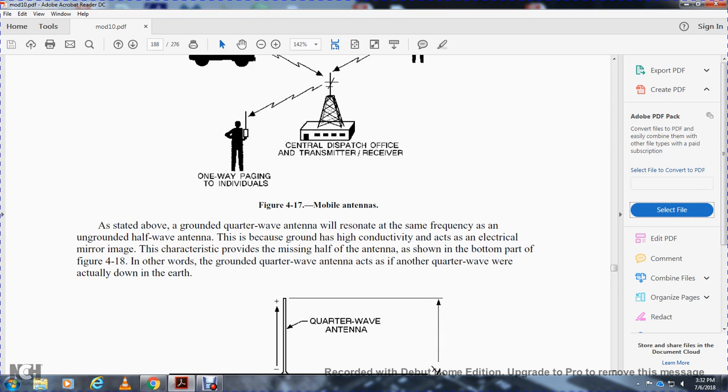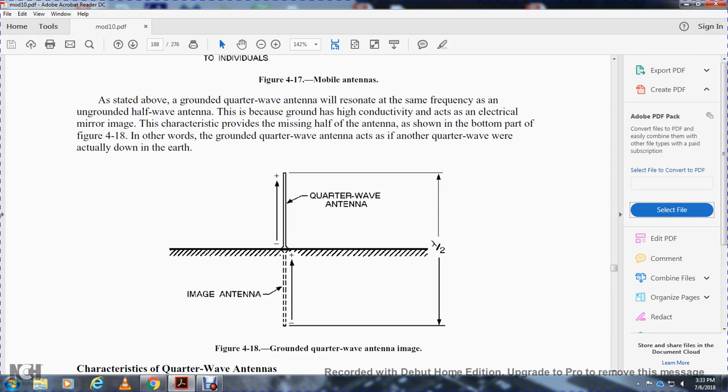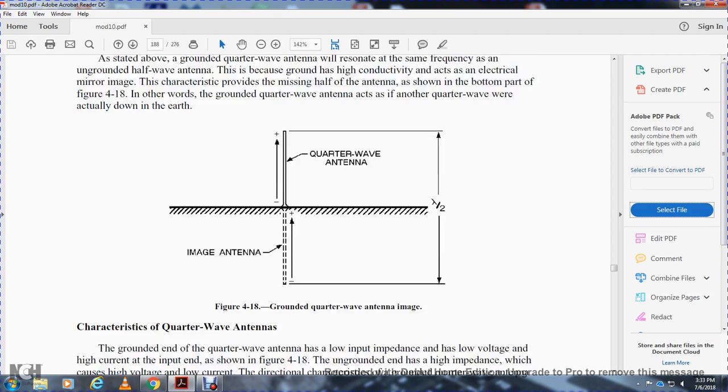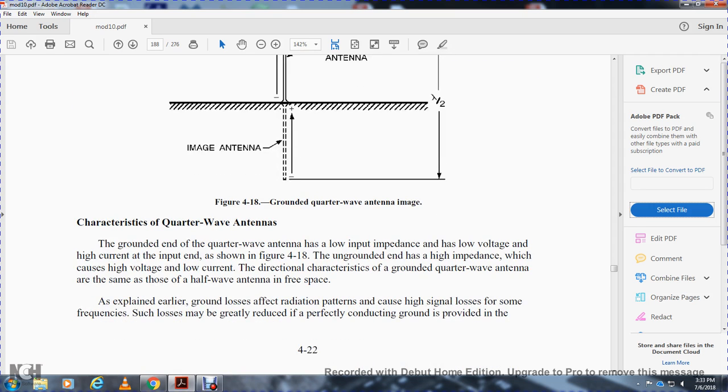As stated above, the grounded quarter-wave antenna will resonate at the same frequency as the ungrounded half-wave antenna. The ground, with its high conductivity, acts as an electrical mirror image of the characteristics of the missing half of the antenna, shown at the bottom of figure 418. In other words, the grounded quarter-wave antenna acts like a half-wave antenna, with a quarter-wave mirror image reflected down into the earth. Quarter-wave antenna, image antenna, ground, quarter wave, image, half wave. Characteristics of the quarter-wave antenna.